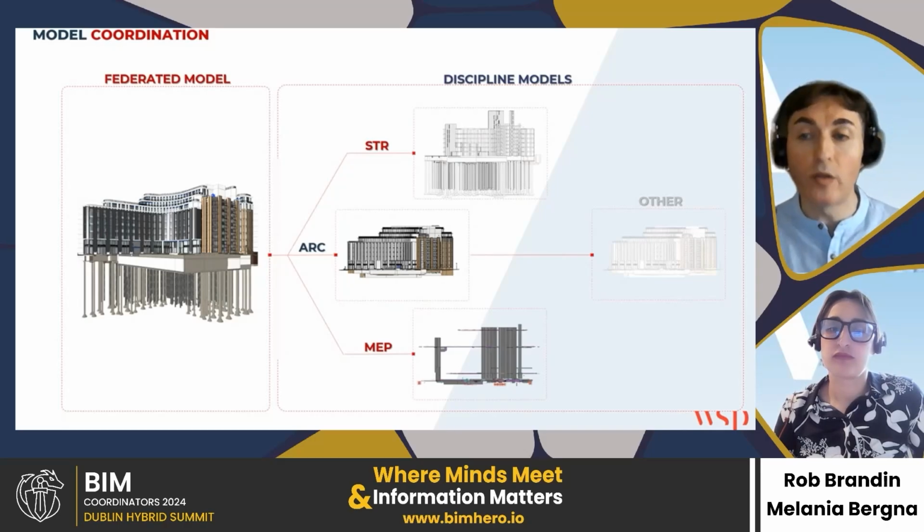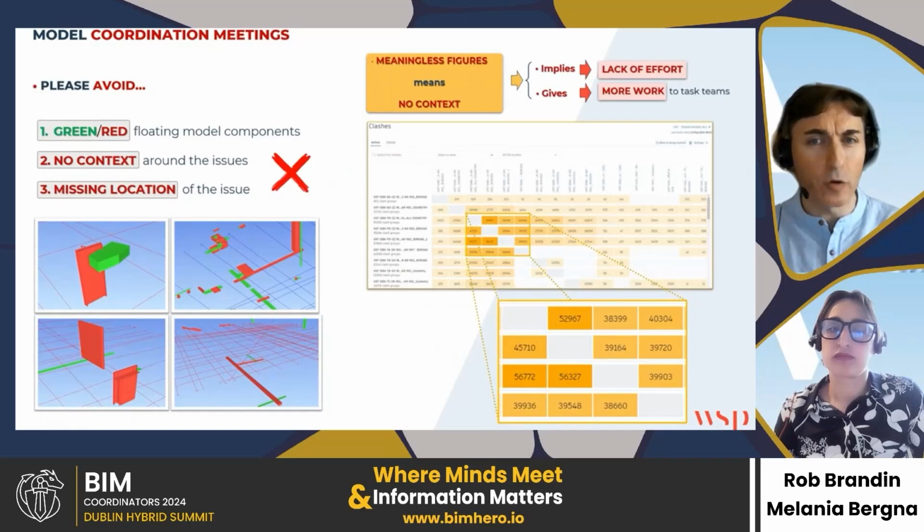Before that, what we do is just to put all the clashes together, and I'm still seeing these types of things in coordination meetings, where you have the green and red floating model components. There is no context around these issues, and the location of these issues is missing. So every time that we run a coordination or issue management meeting, the first question from the consultants is, sorry, where is this and where can I see it? So I think this is something that we need to consider.